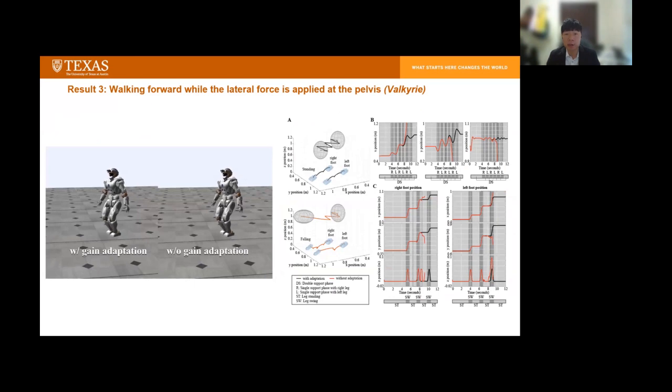Lastly, I compare the result with and without the proposed method in locomotion. We generated a walking pattern using the same planner and made the robot walk forward. We applied 100 Newton lateral force at the pelvis. The robot with a fixed gain falls due to the lateral force. In contrast, our gain adaptation method enables the robot to keep walking against the force. Without modification of the controller, we make the robot more robust and stable against external forces.